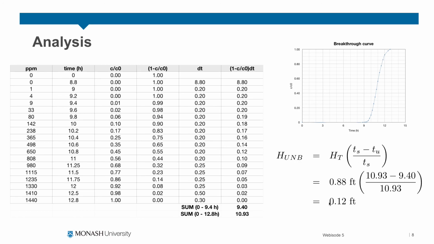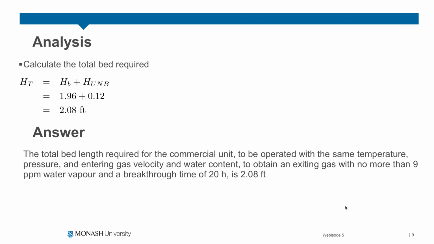Substituting those values into our expression, we can calculate the height of the unused bed as 0.12 feet. So then it's very straightforward to calculate the total height required, which is 2.08 feet, and we can express that as a statement here.